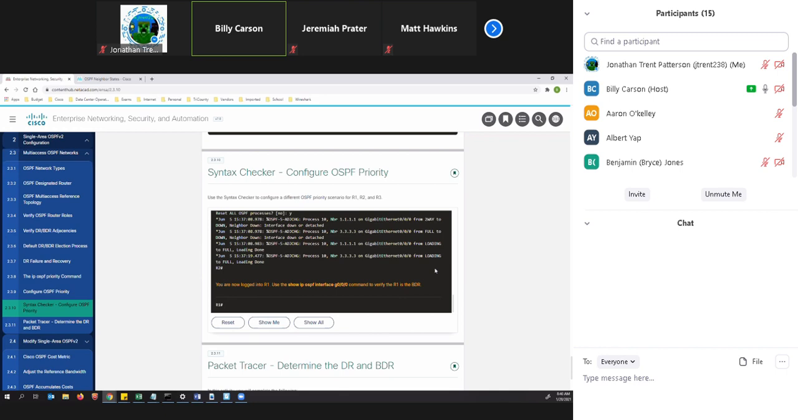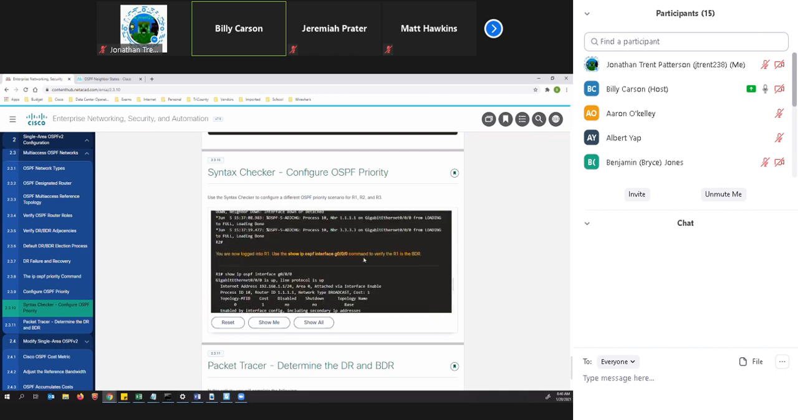All right. So what is this saying here? You are now logged in to R1. Use the show IP OSPF interface G0/0/0 command to verify that R1 is the BDR. So show IP OSPF interface G0/0/0. Man, that's a lot of typing.